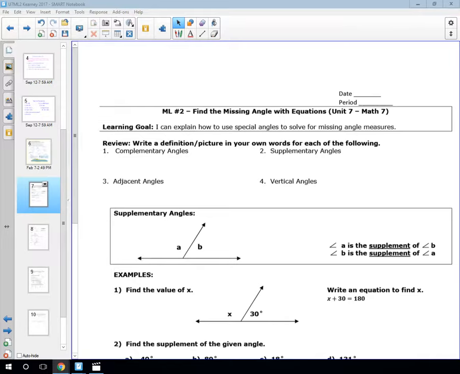So yesterday, you all talked about some special types of angles, and you might need a little help remembering yesterday. So if you are trying to think back of what we did in our last mini lesson, this might jog your memory.